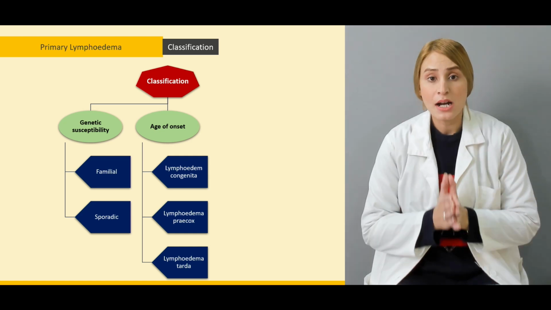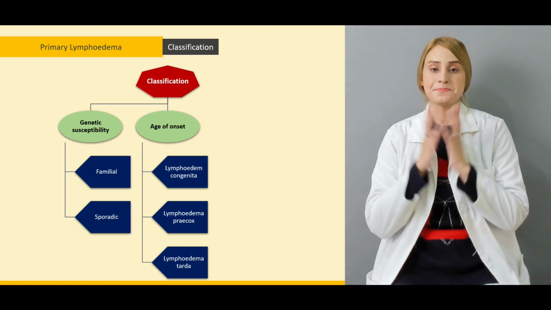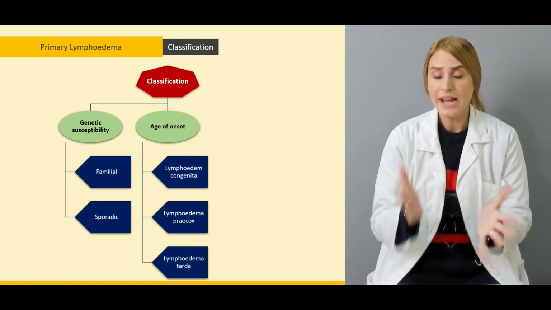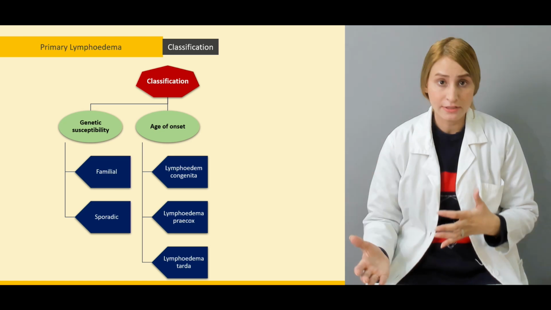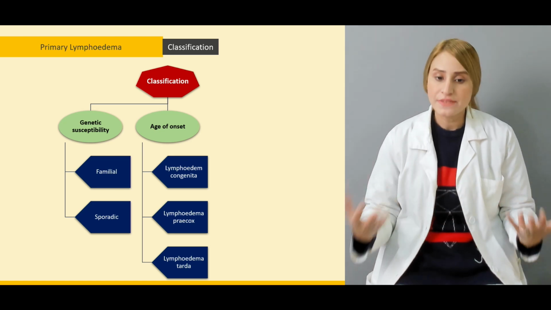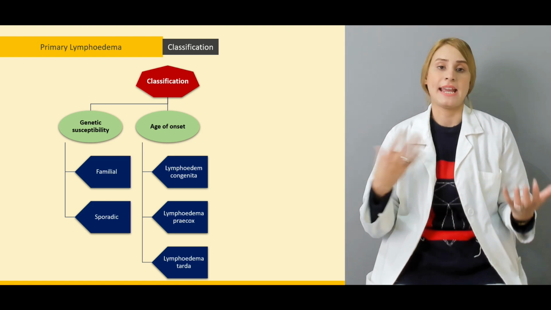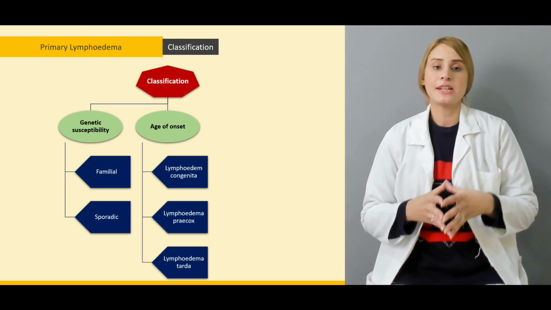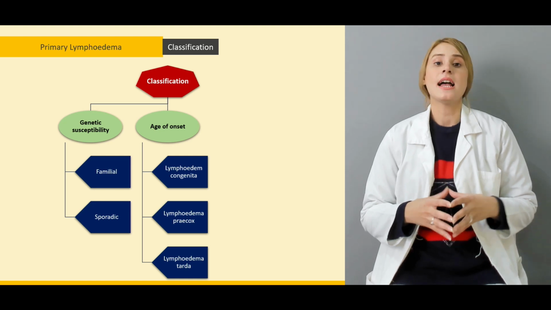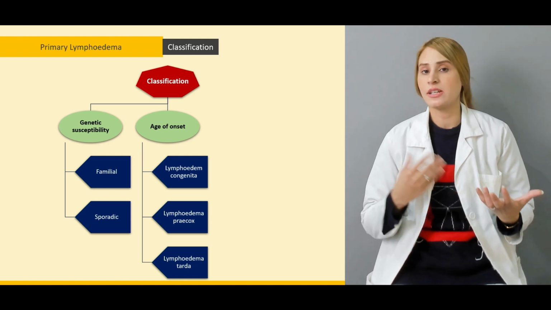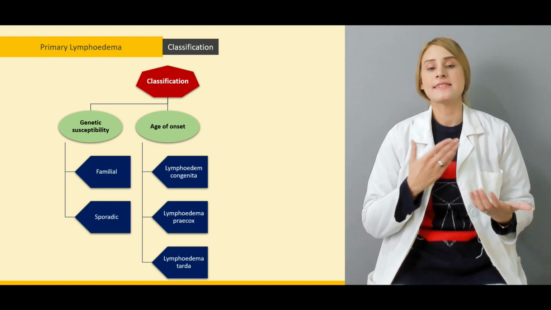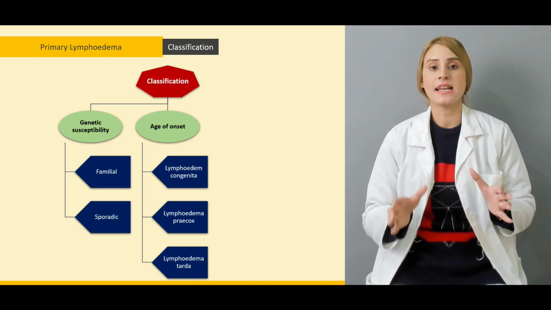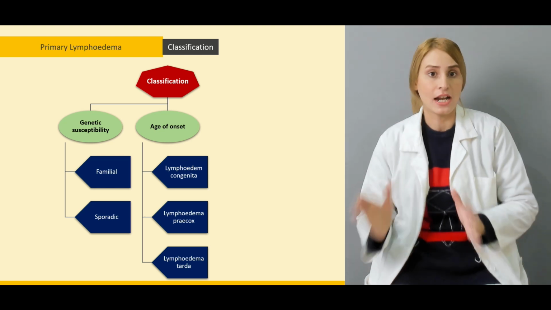So lymphedema congenita usually presents from right after birth up to 2 years of age. Most of the time it is common in males, and it is usually bilateral. If we talk about lymphedema praecox, it is usually unilateral and more common in females, and the age of onset is usually 2 to 35 years.